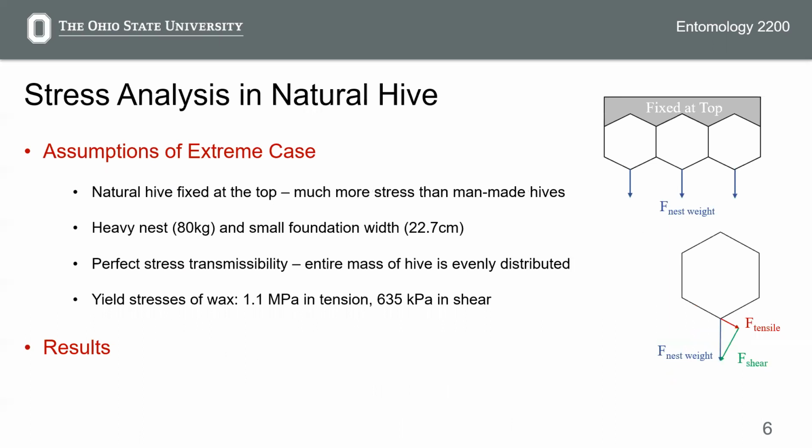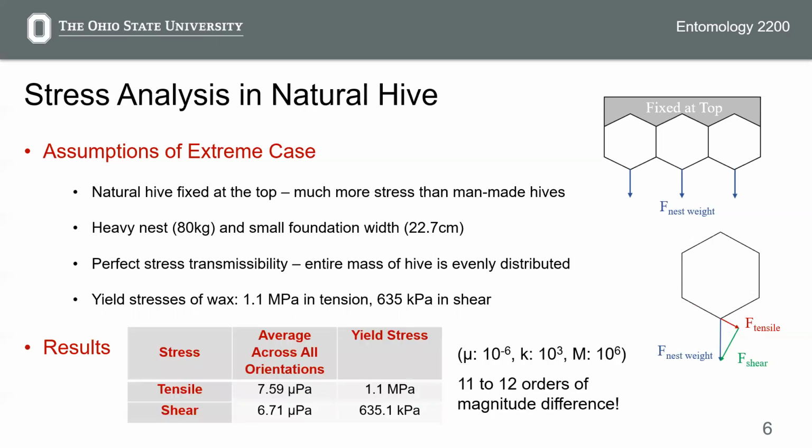For this analysis, I wanted to consider a natural hive because these are supported largely from the top and don't have the added stability provided by manufactured hive bases. I also chose the extreme case of a heavy hive supported by very little area from a study which I found, which reported a distribution of quite a few natural hive dimensions across many different hives. I also assumed complete uniformity of the cell construction and stress distributing properties and referenced some average values of the yield, tensile, and shear stresses of beeswax.